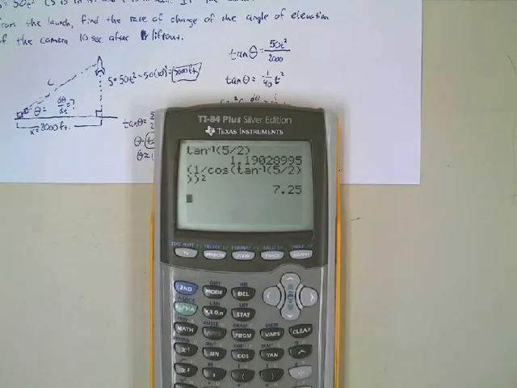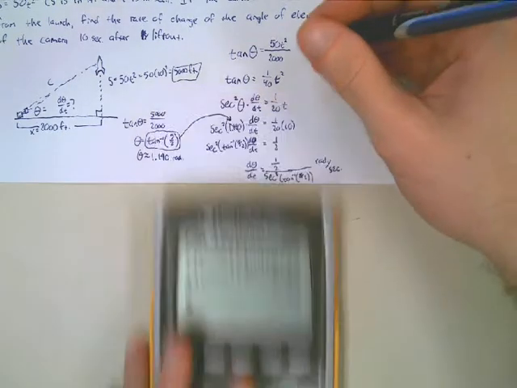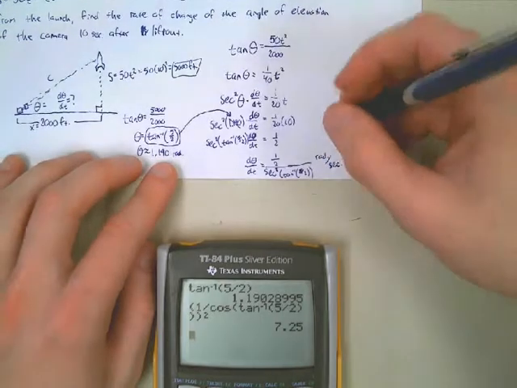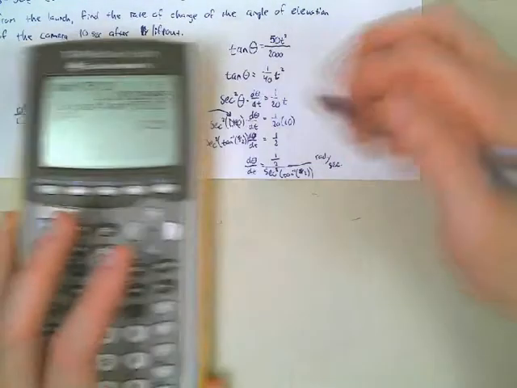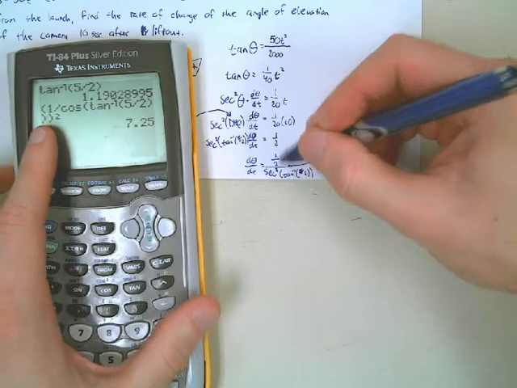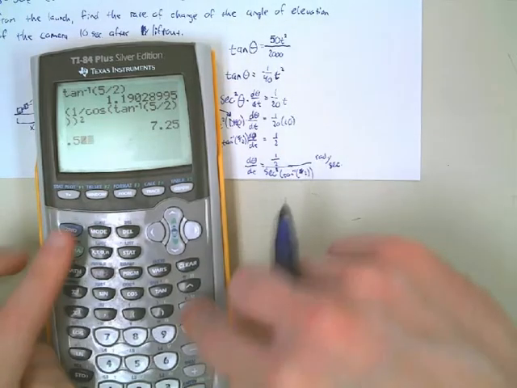That's not right. Is that what people got? I got 7.5. Okay. Actually, you know what? 7.25 is what I have on my paper too. But then I have to do 1/2 divided by that, because all I did was the denominator. So 0.5 divided by 7.25, and there it is. 0.069.